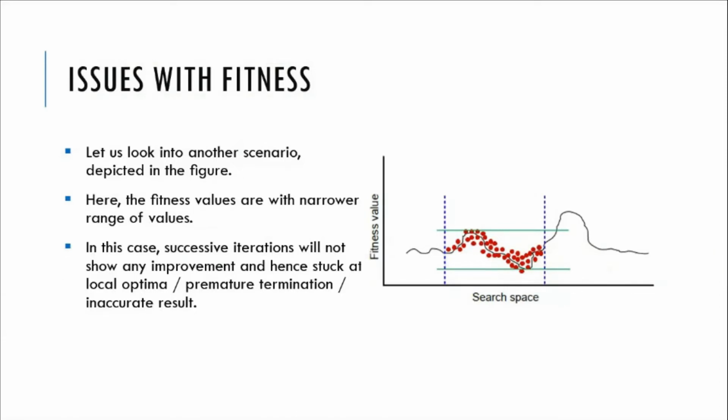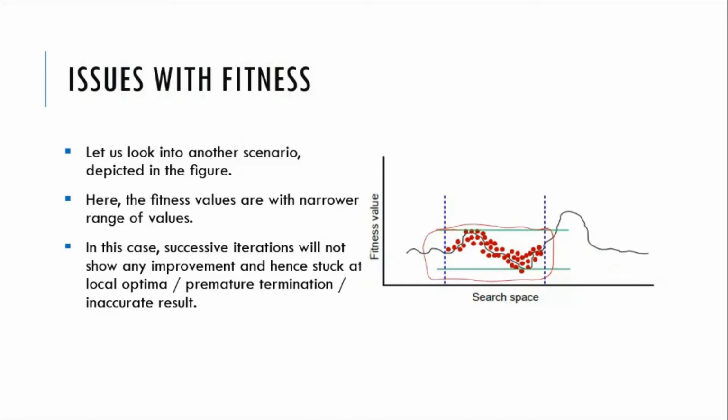Another issue with the fitness is when the range of fitness values is very low. See here, the green line is the maximum value and this green line is the lowest value, so the value will not be changing much. In this case, the fitness values are within a narrower range. So what happens is, during the successive iterations, there is less chance of an improvement from this range.